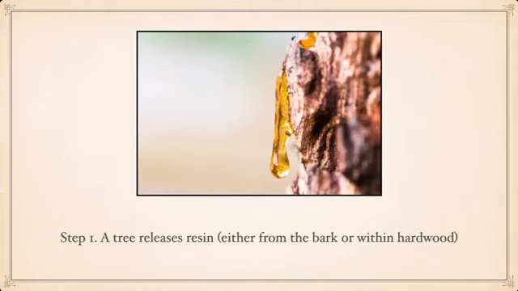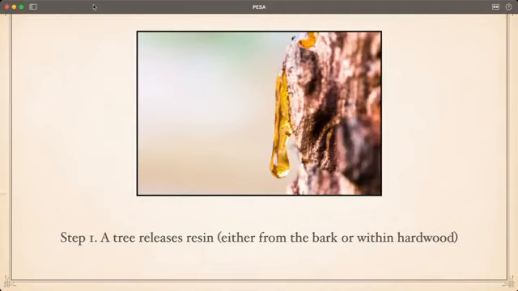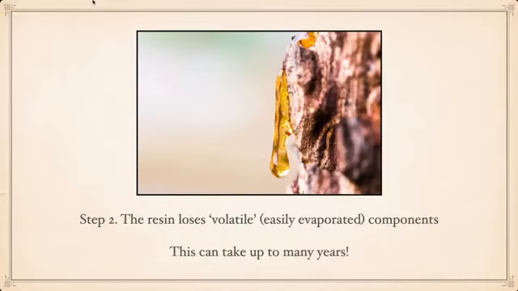So, overall, your steps are: step one, a tree releases resin either from the bark or the aforementioned inner hardwood. So there's your resin right there. And then there is step two, which is where the resin loses volatile components. Now, these components, it's a chemical term, those are things that are easily evaporated. So substances from this sap evaporate out and it does a chemical change. Now this process can take many years.